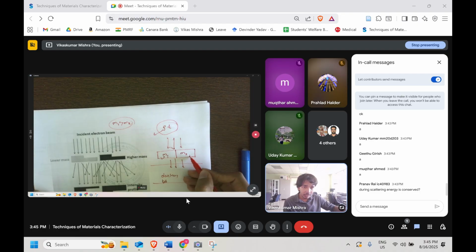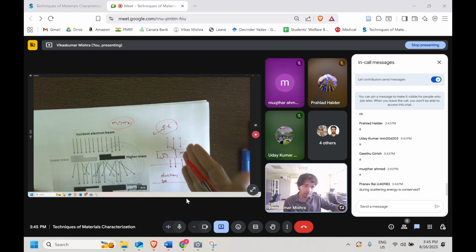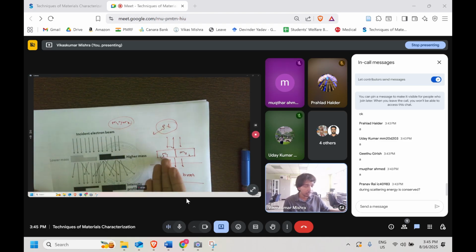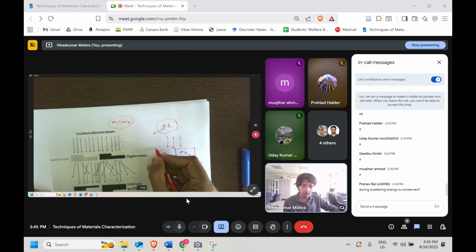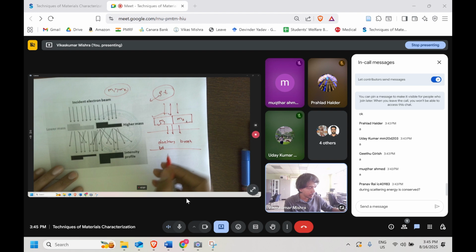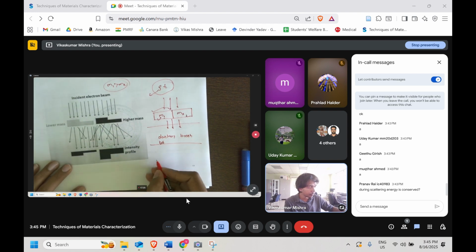And m2 is scattering less, it means that it will be brighter. Since it will scatter less, the direct beam will have more intensity. Here, since it is scattering more, the direct beam will have less intensity. Okay, so this is about the mass. A similar thing we can say about the thickness also. Let us consider the specimen, something like this.